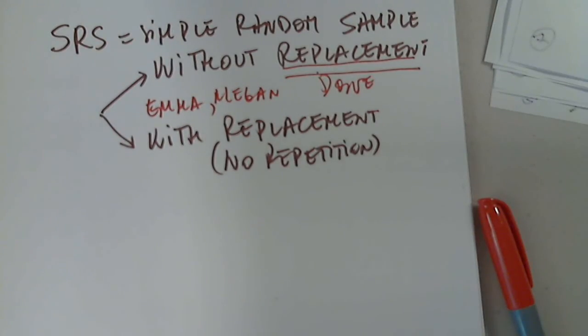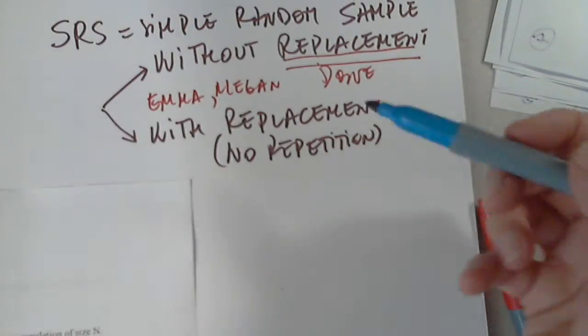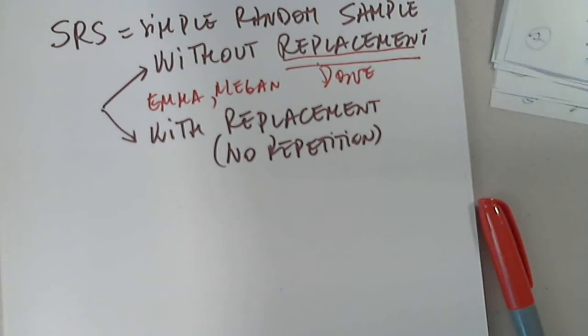So if you don't have that feature. Okay, and step number 3. So we label individuals, we perform the randomization process, and step 3, we just pick them from the population.